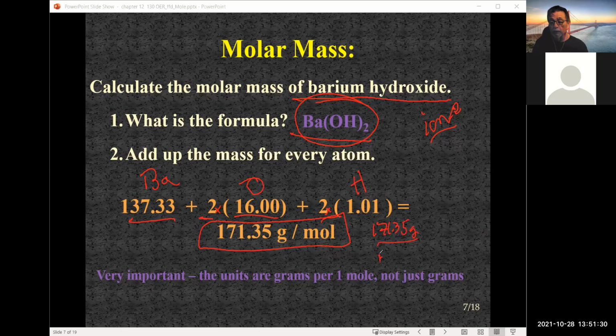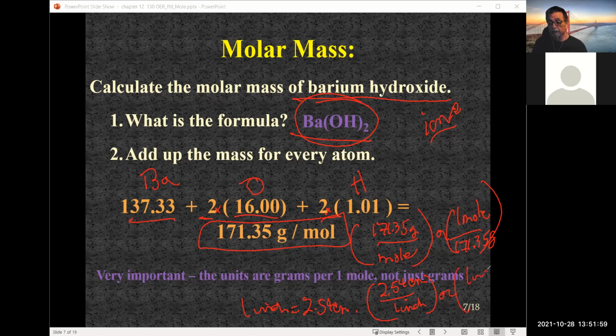171.35 grams per mole, or 1 mole per 171.35 grams. Remember when we did 1 inch equal to 2.54 centimeters? Okay, and we wrote that ratio either with centimeters on top, or 1 inch on top, 2.54 centimeters in the bottom. Okay, remember we did that? Okay, well, we're going to use the same technique here.